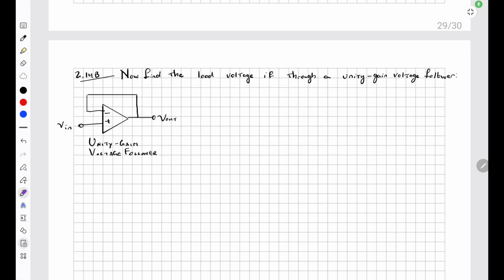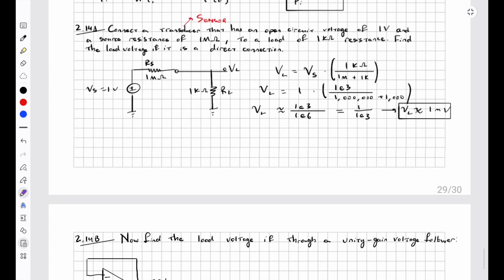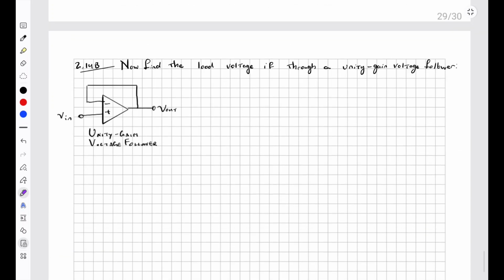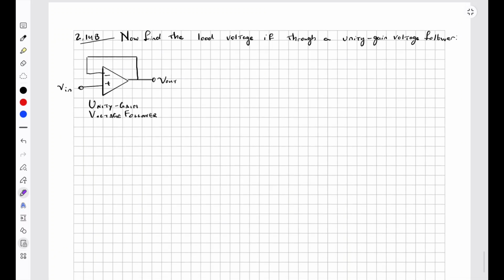So part B asks what the load voltage is if it's through a unity gain voltage follower. Again, I didn't really understand what it was talking about, but I have some inclination of what is going on here. First of all, a better name for a unity gain voltage follower is a buffer. It's a buffer because there is no gain in this circuit. We don't have any resistance in the feedback path, and we don't have any resistance on the input side either.